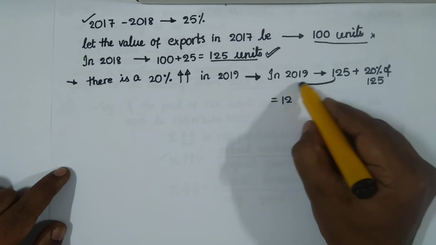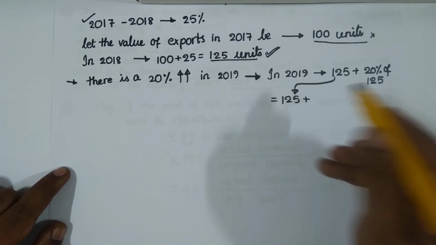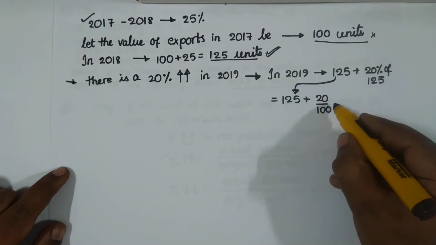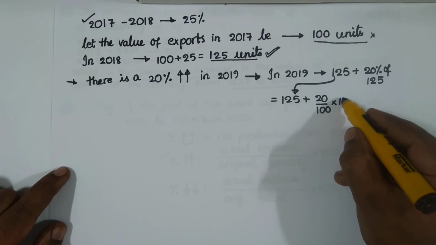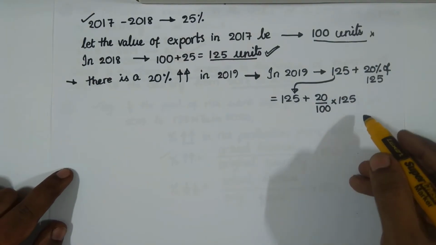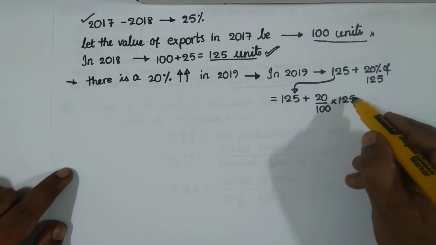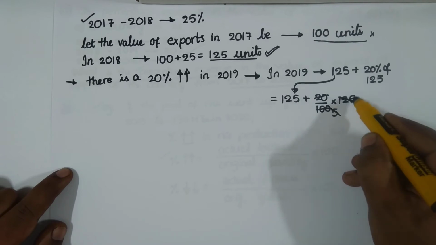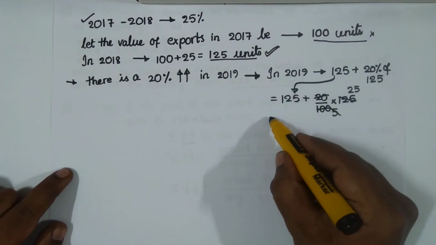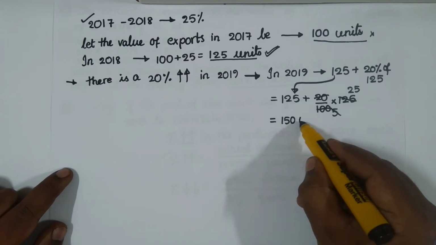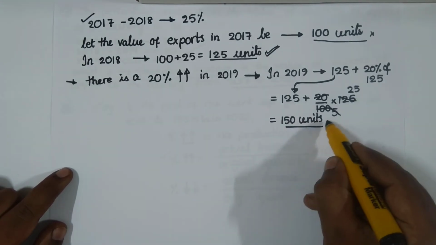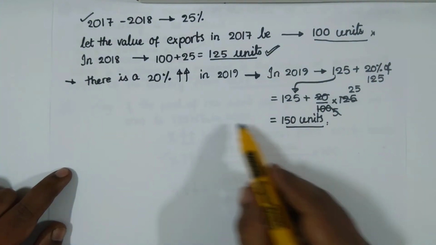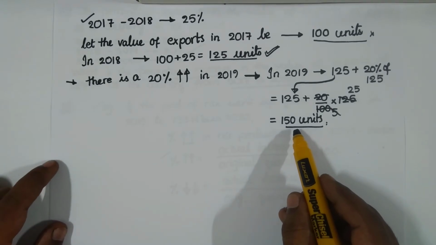You take 125 plus 20%. 20% means 20 by 100. Of means take multiplication here, 20% of 125. So what is this? You can cancel it out. So 20 5s and this is 5 25s. So 125 plus 25, so you have 150 units. So 125 units in 2018 has now become 150 units in 2019.